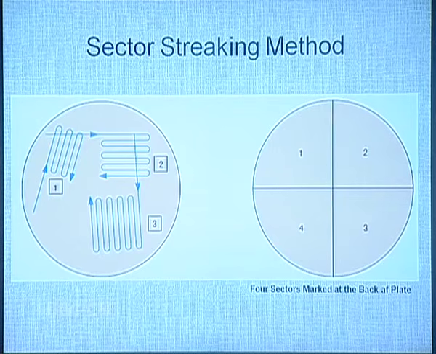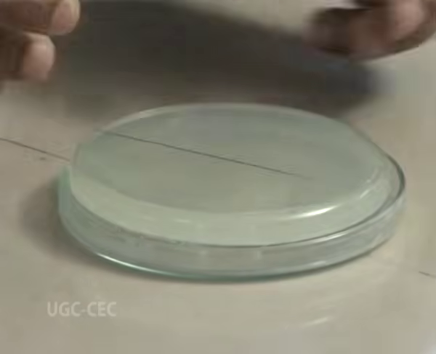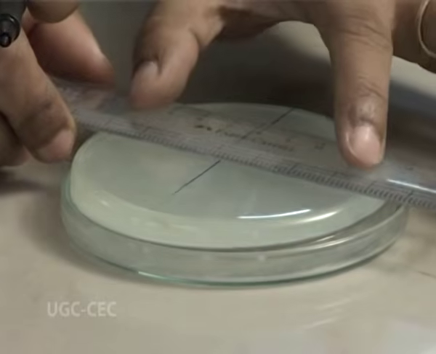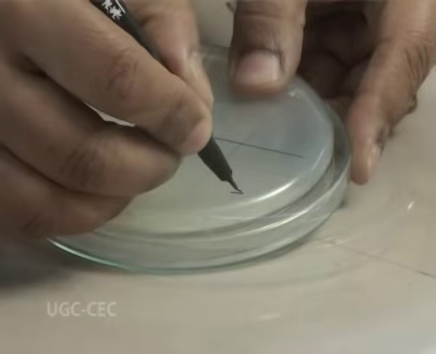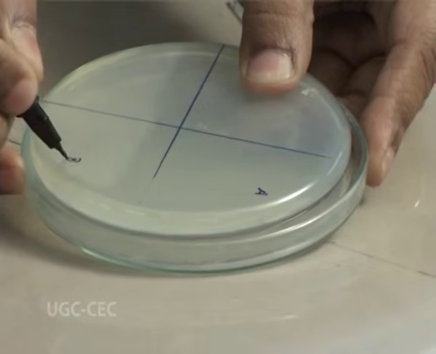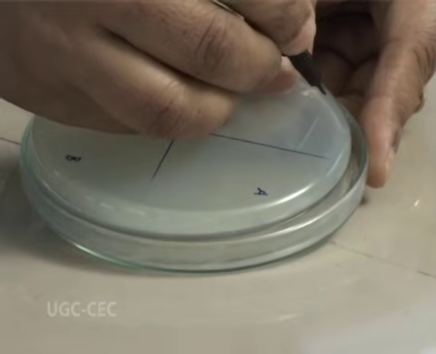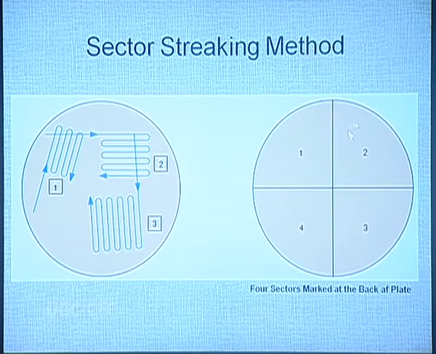The second technique is called the sector streaking method. Sector means distribution of the area into different smaller sectors, that means into different smaller areas. This is a picture of the base of the Petri dish where you have the solid culture media. Now, this base is divided into 4 sectors, 1, 2, 3, 4 or whatever you name it, A, B, C, D. After it has been divided into 4 sectors or quadrants, now you invert the Petri plate, that means you take the surface of the Petri plate, and you are able to see the sectors.